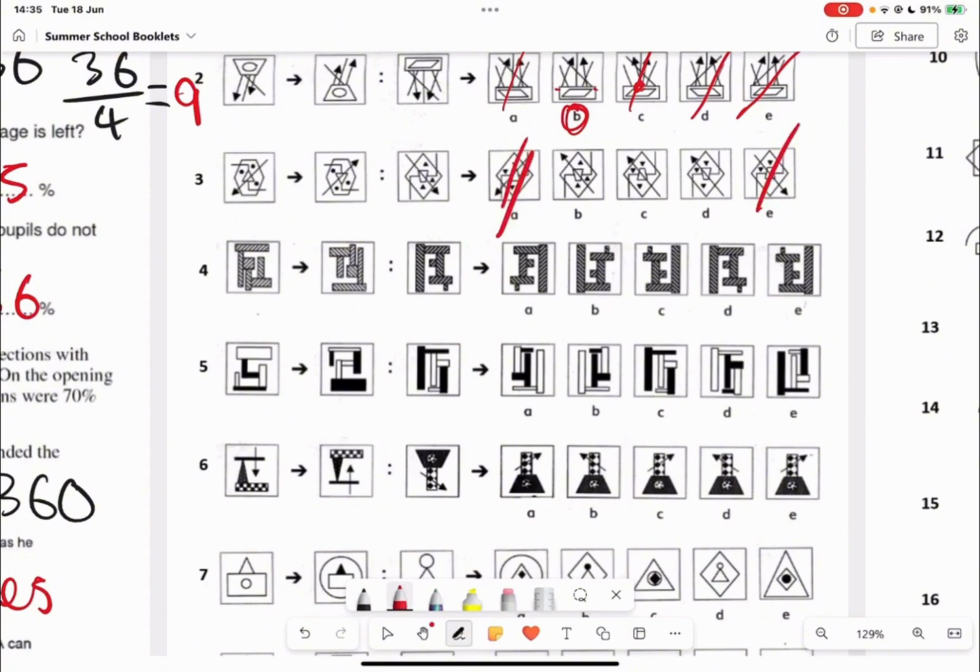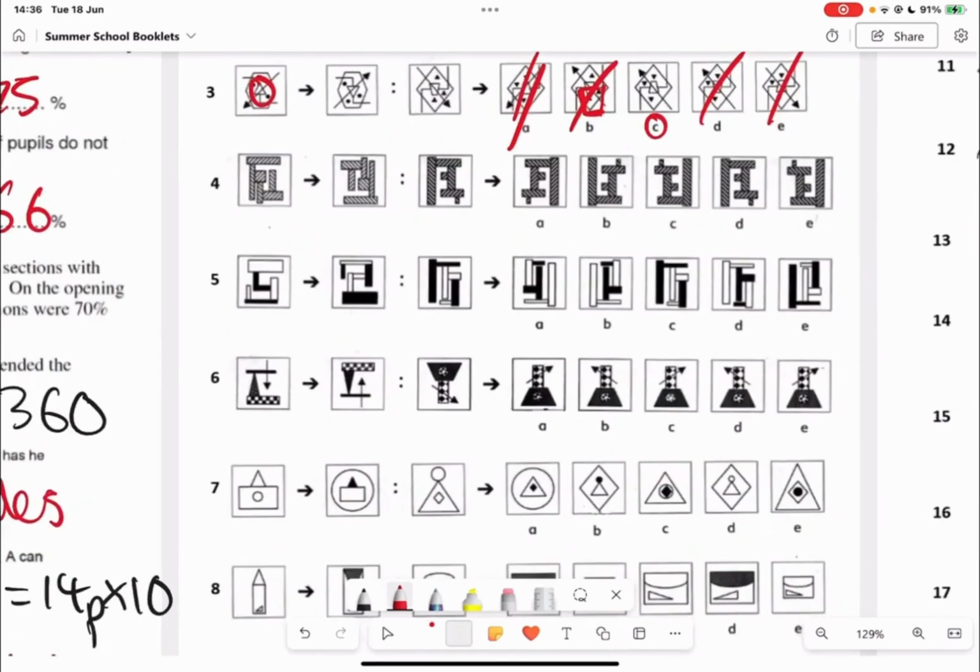Then also looking at the line here, it can also be B, C, or D. So now we need to find another feature. So we can see that the triangle in the center will reflect. So that means that our answer can only be C, because in B it is not reflected the correct way. It's not reflected at all. So the answer will be C. Then we look at question 4.